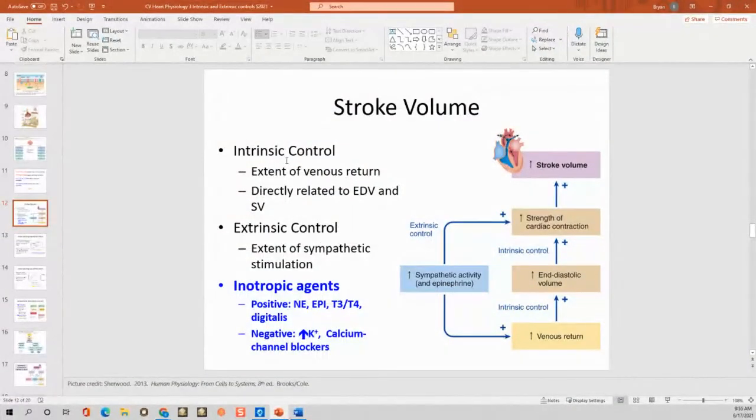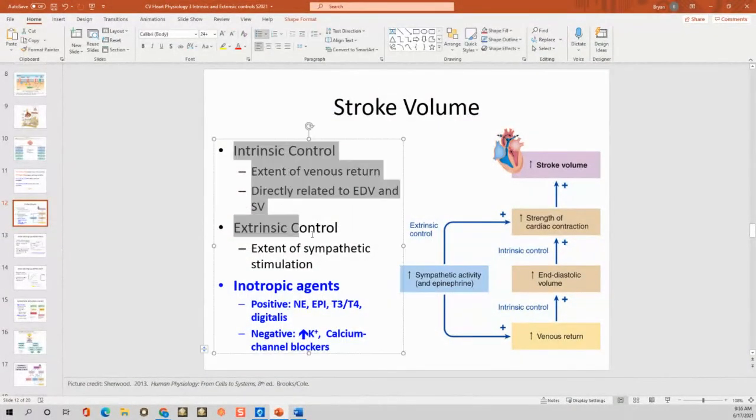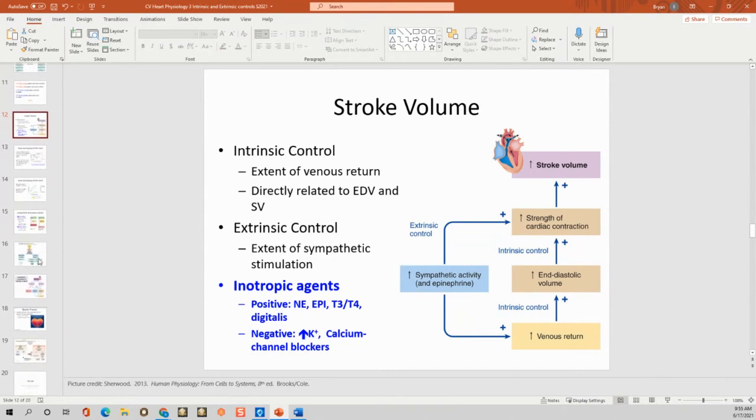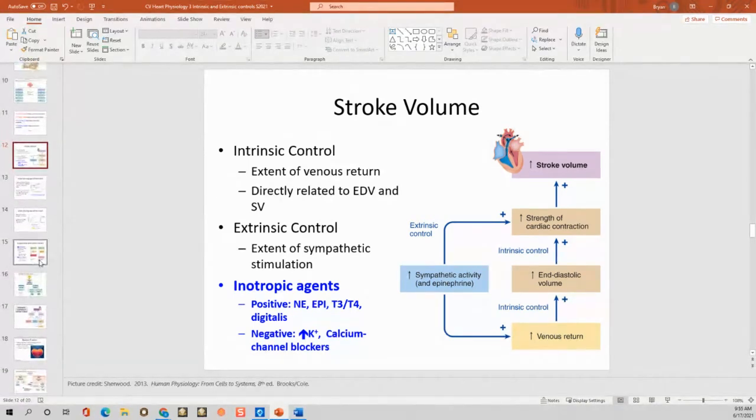Now here is how I have this all set up. These terms will be important for the rest of the semester, not just today, not just this one small slide. These two terms are extremely important for you to learn. It's called intrinsic versus extrinsic controls. They're not too hard to learn, but we have to learn them.